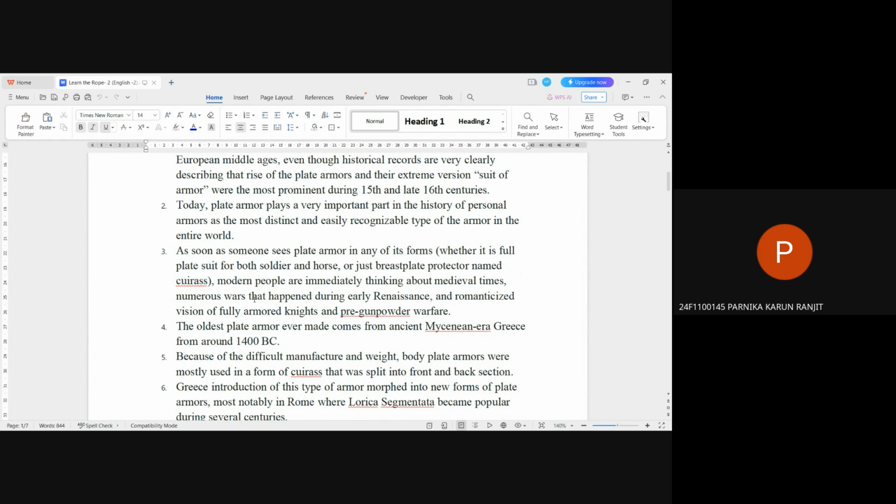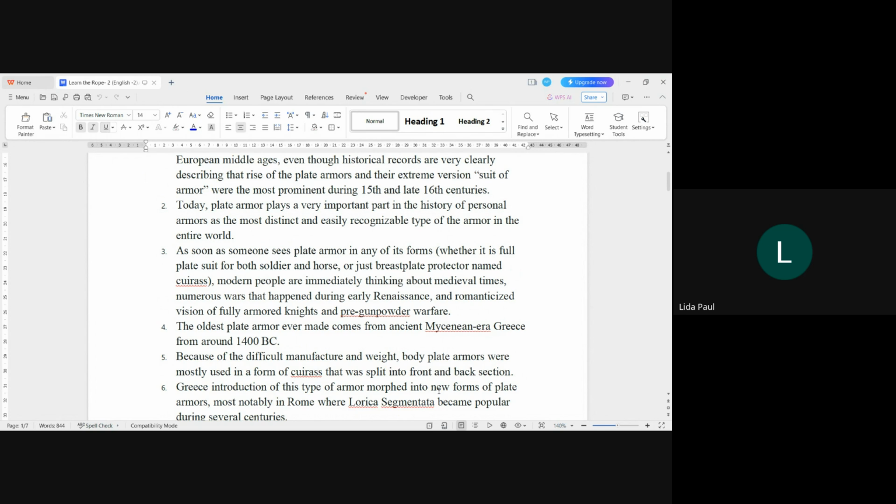Immediately. Yeah, immediately, right? Romanticized. No. Why romanticized? No, that's a verb, right? Yeah. Correct. But okay, how about whether in the first line, right?